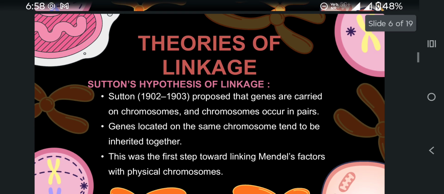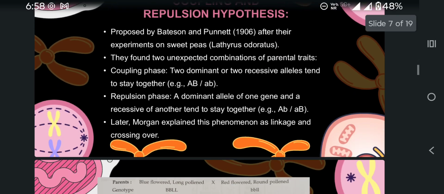There are many theories of linkage, but the most important is Sutton's hypothesis of linkage. Sutton, in 1902 to 1903, proposed that genes are carried on chromosomes and chromosomes occur in pairs. So genes located on the same chromosome tend to be inherited together. This was a first step towards linking Mendel's factors with physical chromosomes.